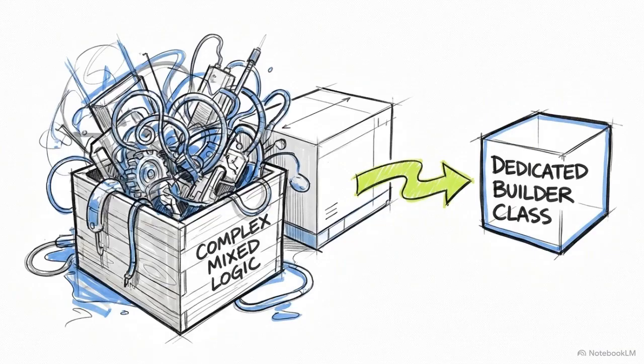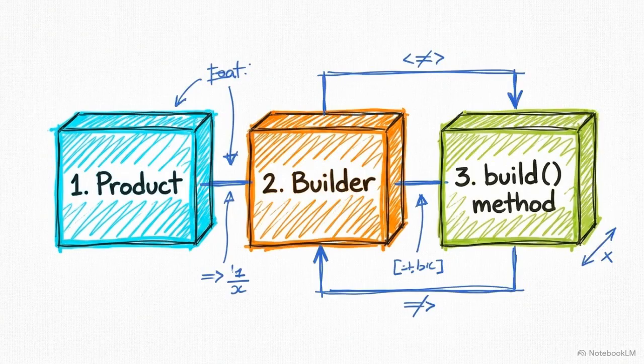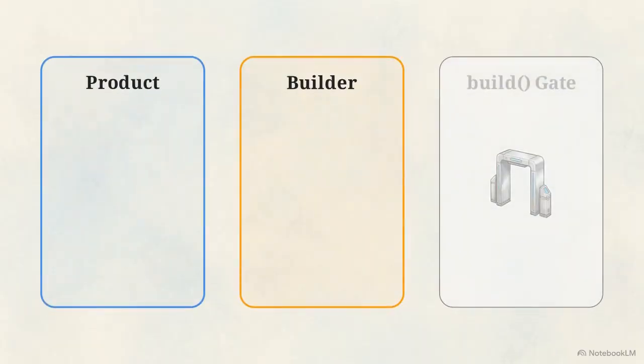Separating construction from representation allows the developer to move the logic of object assembly away from the call site and into a single dedicated class. To implement this pattern, we rely on 3 distinct building blocks. Look at this diagram. On the left side, we have our first block, the product. This is the empty, complex object vessel being built, like an S-object or a JSON payload.